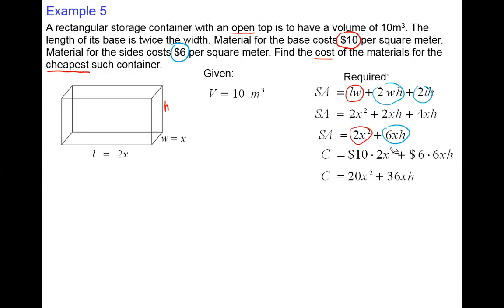And then we have 20, I can skip dollars, 20x squared, and 36xh. That means this is my function. It's still not a one variable, but this is the cost function. Okay? Please remember about dollars. Okay, now who can tell me the formula for the volume of that box? Because we have to find the formula, compare with the 10, solve for H, and substitute here.